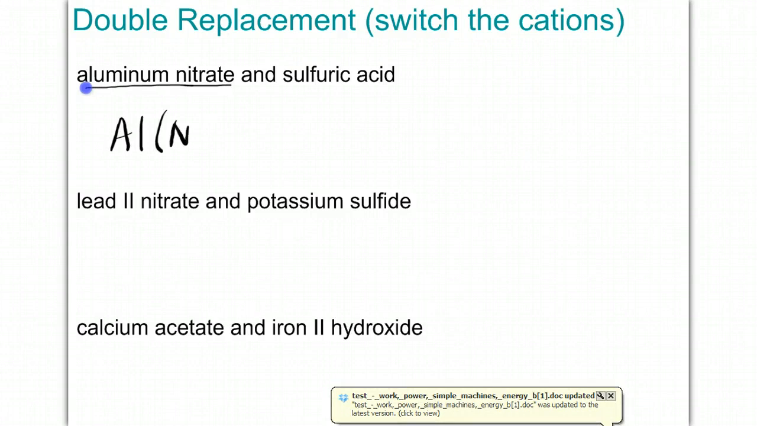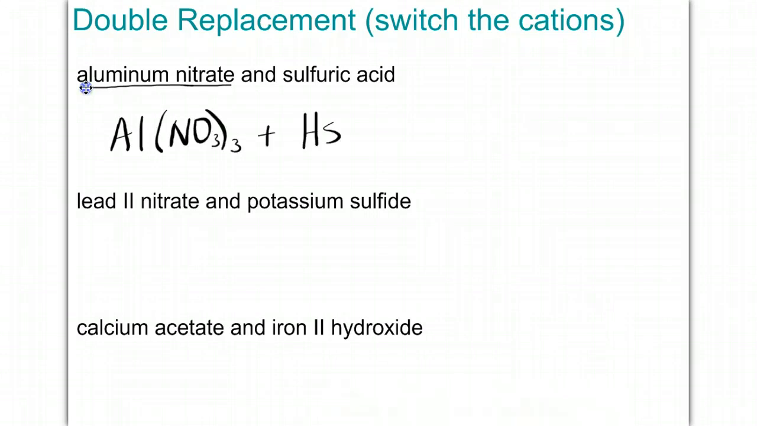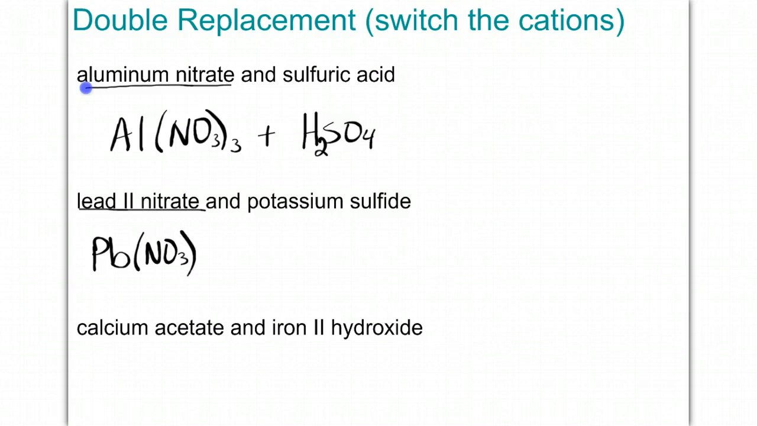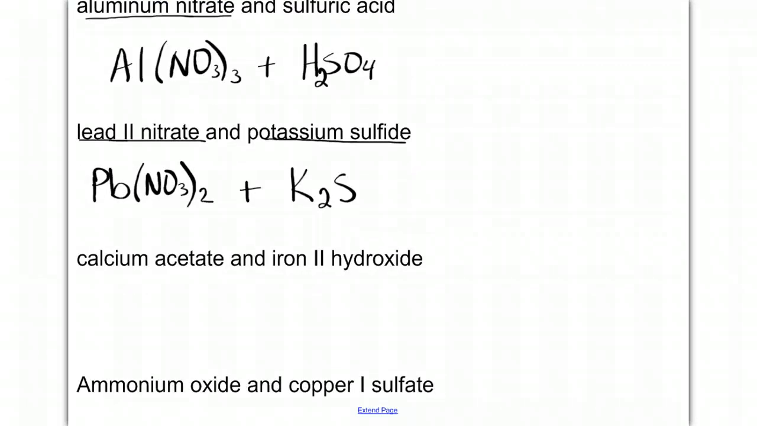Aluminum is +3, nitrate is -1, they switch, and sulfuric acid, which is H2SO4. Lead 2 nitrate is Pb +2, and nitrate is NO3 -1. Switch the charges to get Pb(NO3)2. Potassium sulfide is K+1, S -2, switch the charges. Calcium acetate is +2 -1, switch.